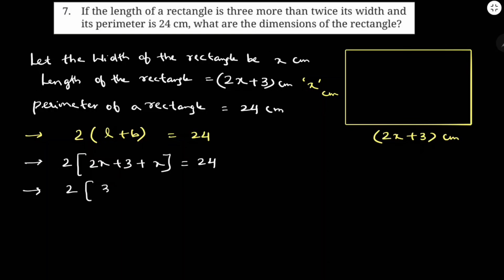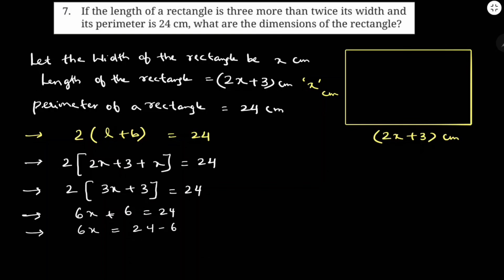2 times (2x plus x is 3x, plus 3) equals 24. 2 times 3x is 6x, plus 2 times 3 is 6, equals 24. So 6x equals 24 minus 6. 6x equals 18. The value of x is 18 by 6. x is 3. Therefore, width is 3 centimeters.